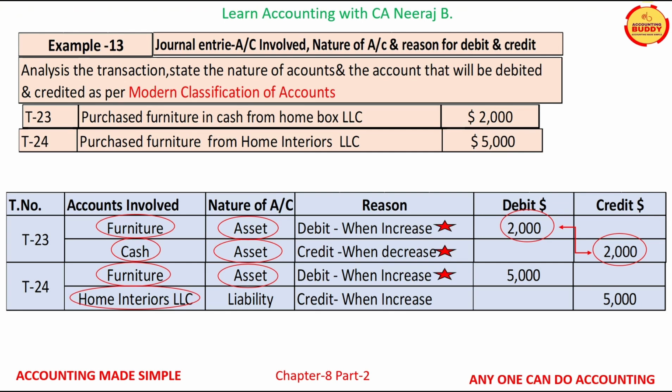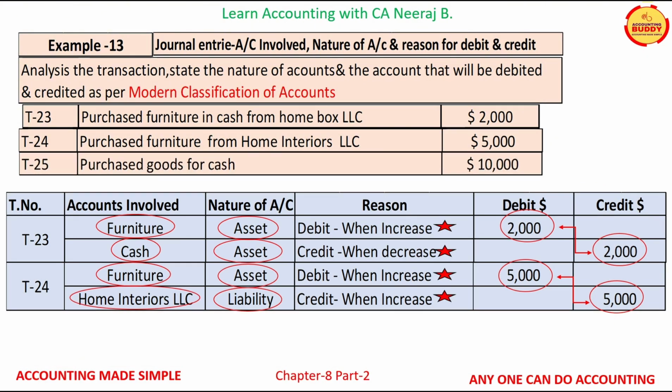Home Interior LLC, supplier of furniture, is a liability account, and the liability account is credited when liability increases. Therefore, this transaction is recorded for $5,000 by debiting asset account and crediting Home Interior LLC creditor account.